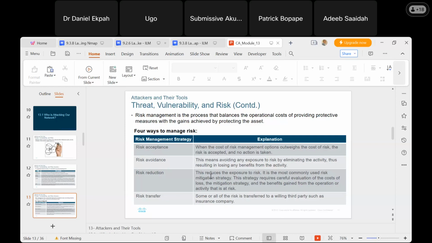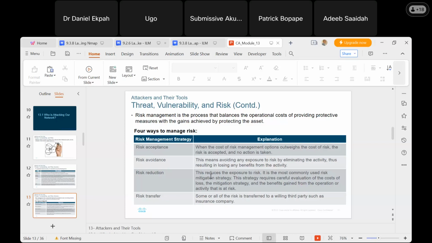How best can you manage risk? There are certain risks that you can handle completely or eliminate 100%, but then you find a way around it. So one, we say risk acceptance. Risk acceptance is when the cost of the risk management options actually outweighs the cost of the risk. The risk is accepted and no action is taken.